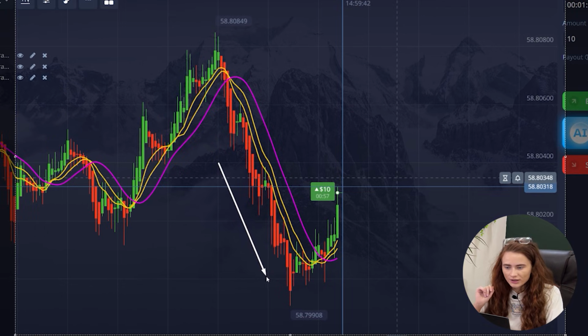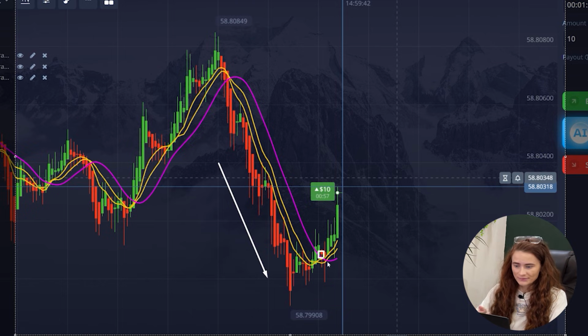Look, the market for a long time was a downward trend. The price has been falling for a long time and the indicator lines were directed downwards. The price has reached its minimum and turned around, and now the price is rising. The indicator lines also pointing upwards.